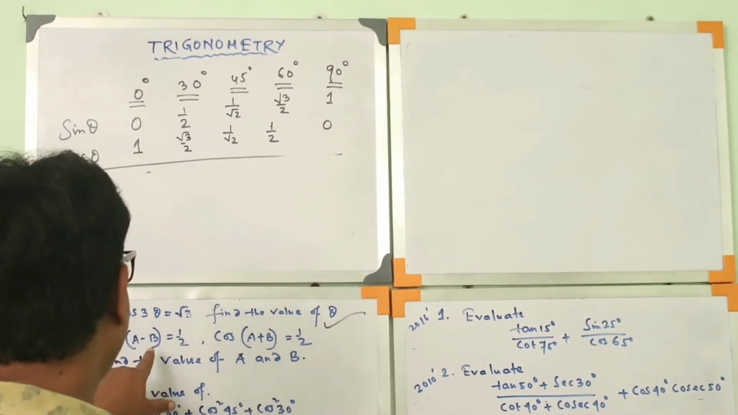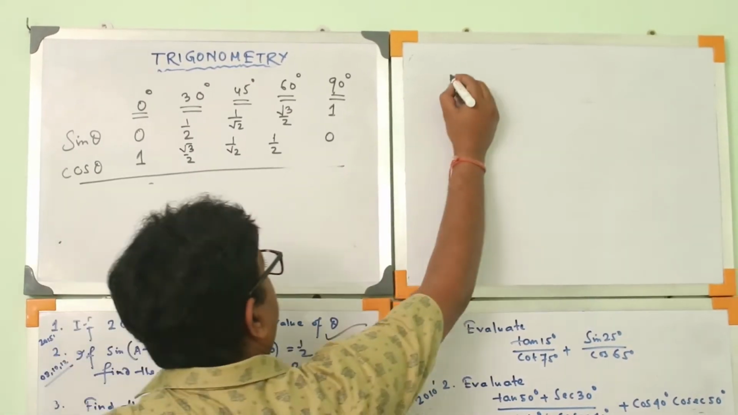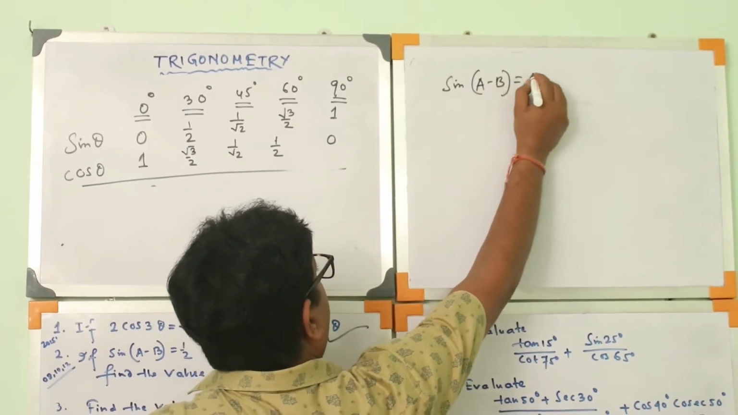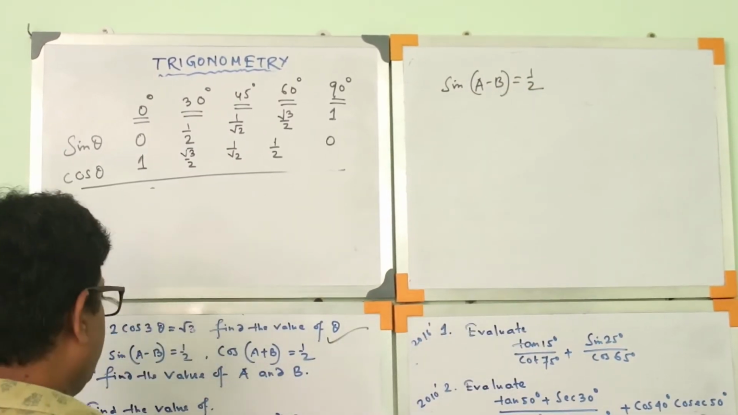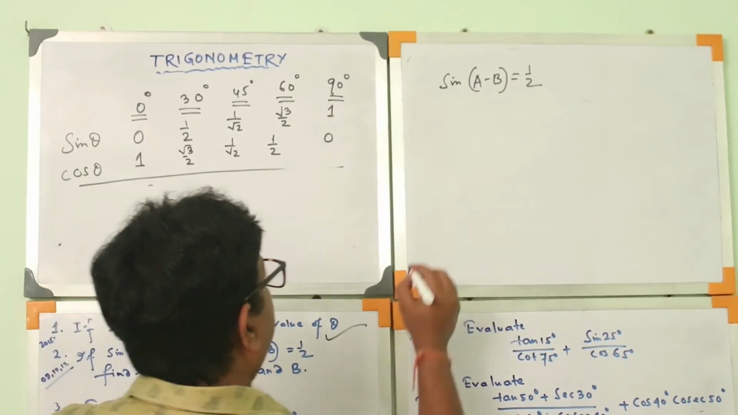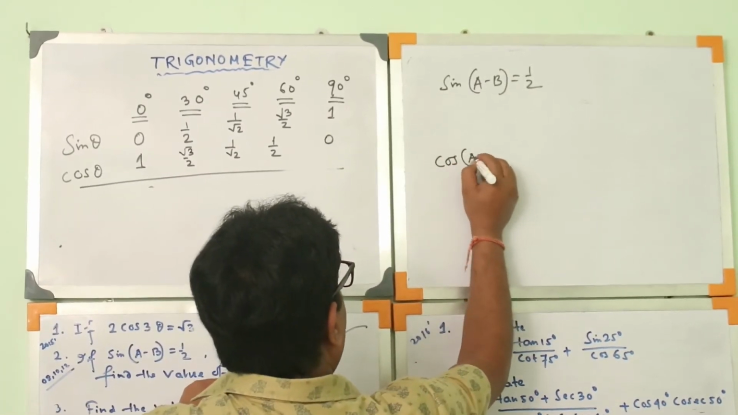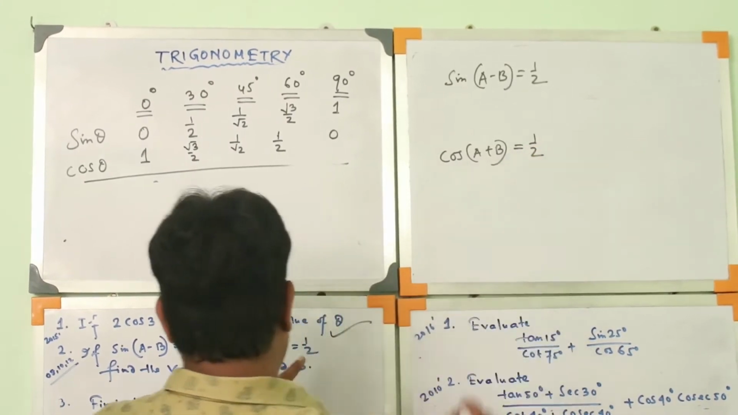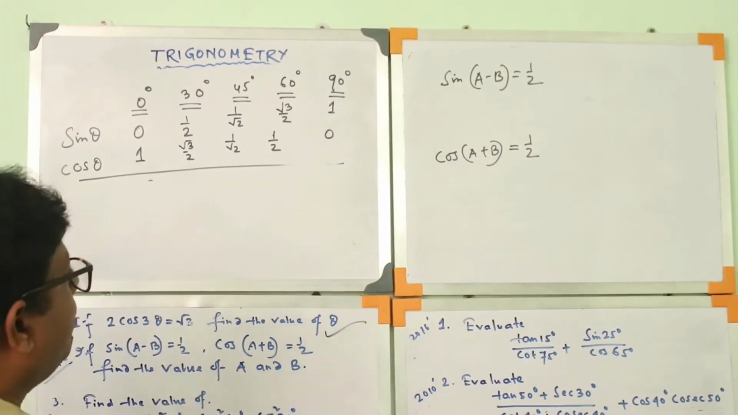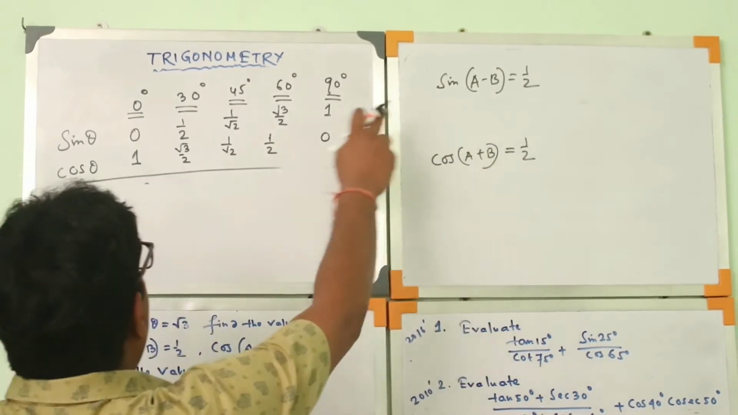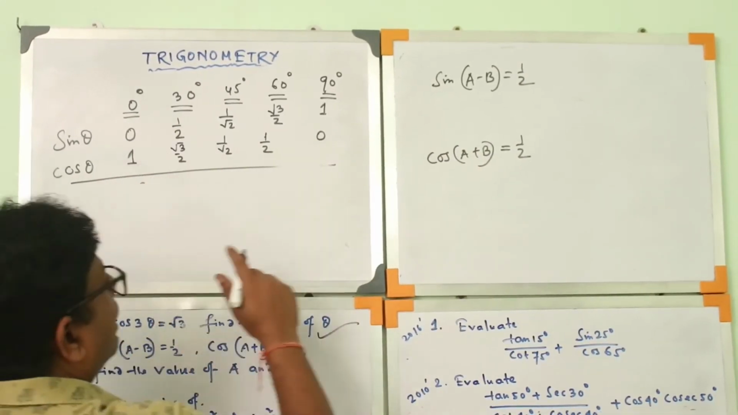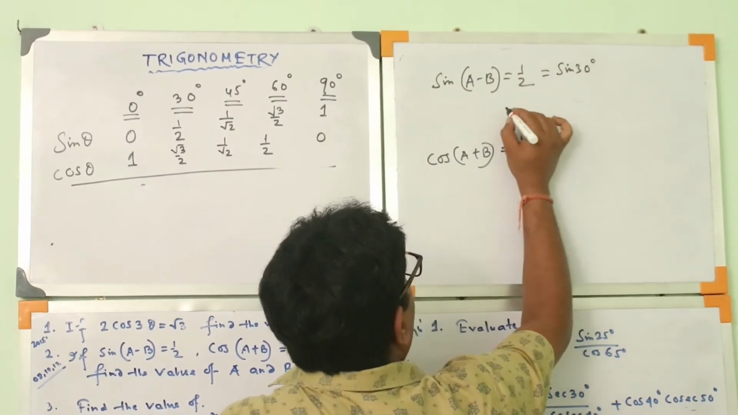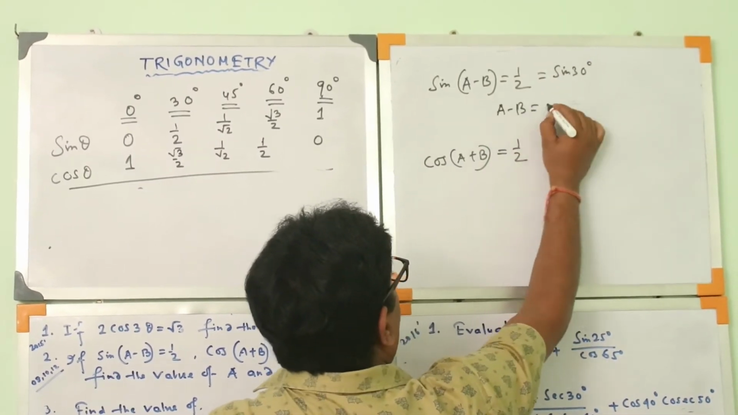Next, if sin(A minus B) is equal to half, and cos(A plus B) is equal to half, find the value of A and B. So what will be the value of half? That means sin 30. This we can write as sin 30. So A minus B is equal to 30.